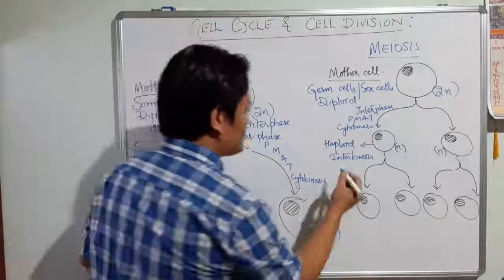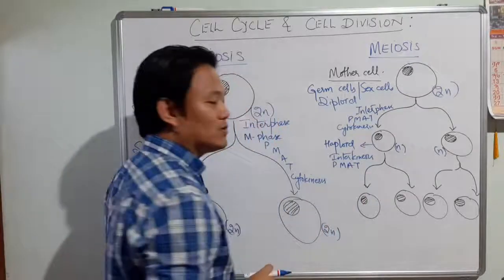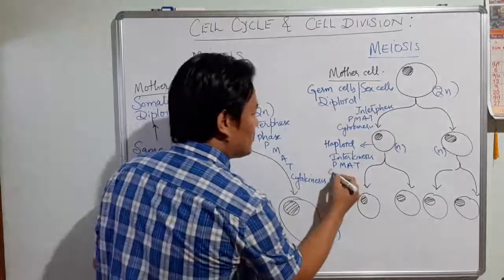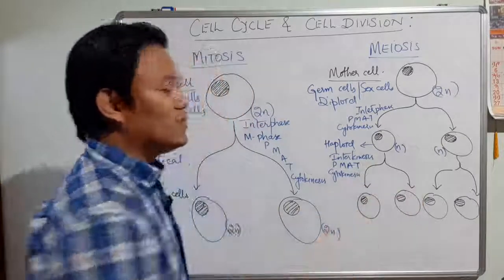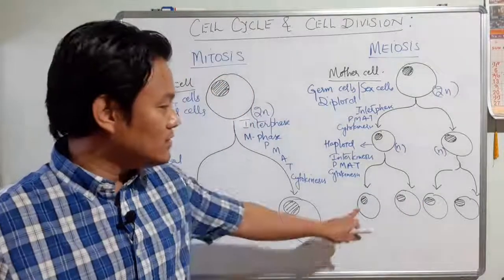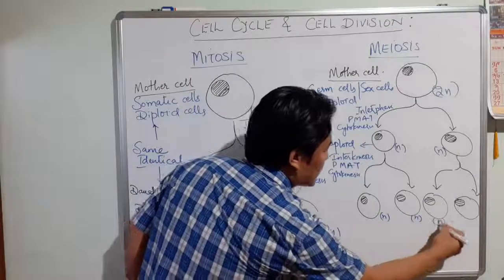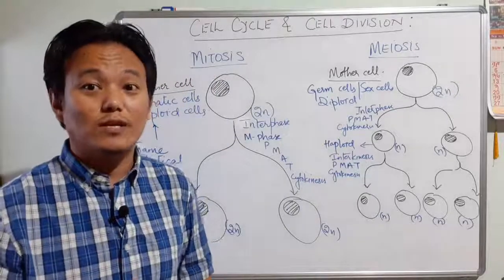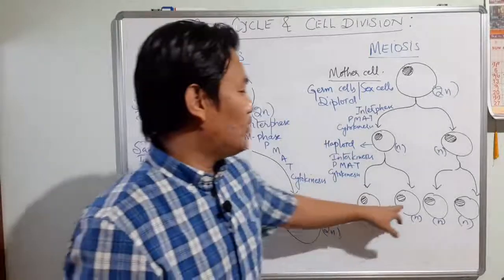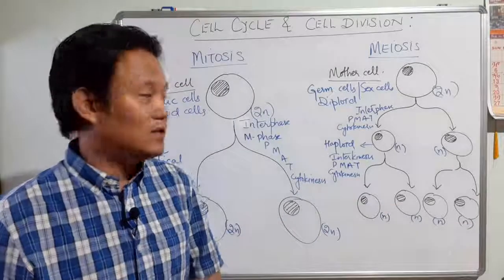Then prophase, metaphase, anaphase and telophase follow, and this is followed again by cytokinesis, and 4 daughter cells are produced. So these 4 daughter cells are all haploid in nature. Human cells all contain the haploid number of chromosomes. They are all haploid in nature.